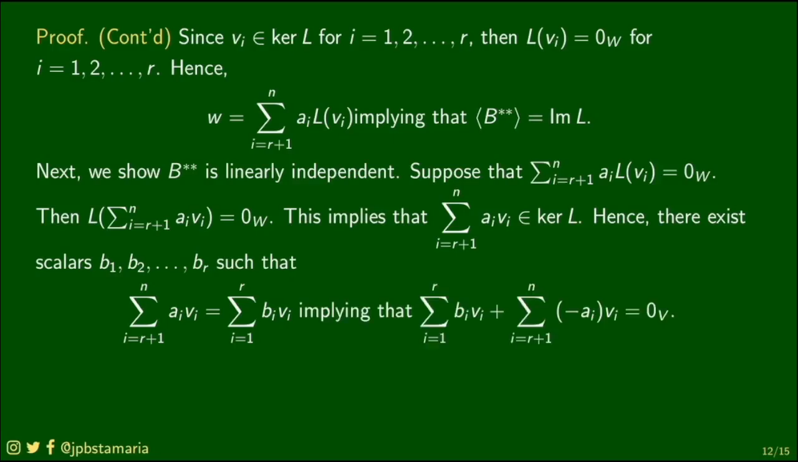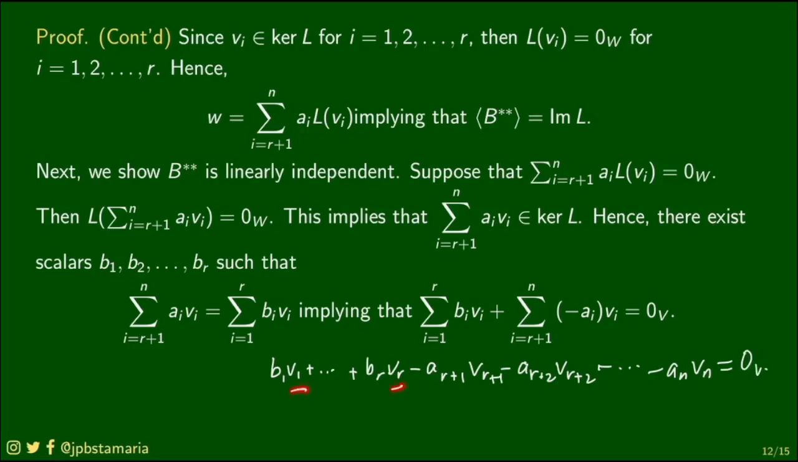But if you put everything on the left, we have the following equation. If I expand this sum, this is nothing but b_1 v_1 up to b_r v_r, and then minus a_(r+1) v_(r+1) minus a_(r+2) v_(r+2) and so on, minus a_n v_n equals 0. But this extension v_1, v_2 up to v_r up to v_n is a basis for V, that's the extended B star, v_1 up to v_n. This is a basis for V, therefore linearly independent.